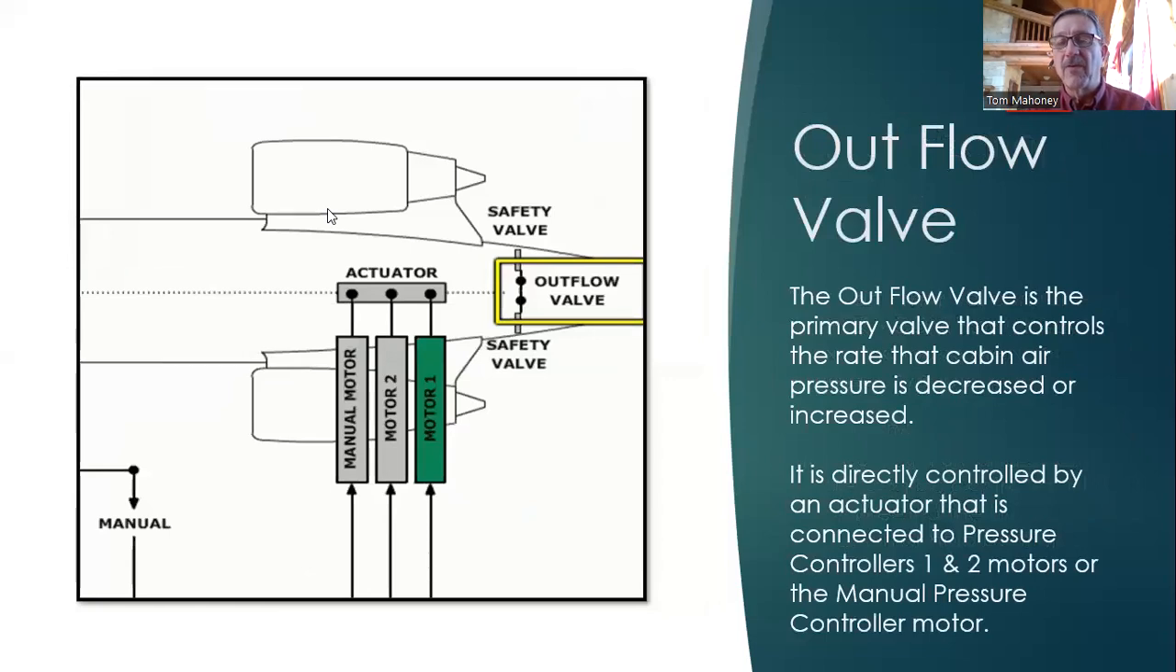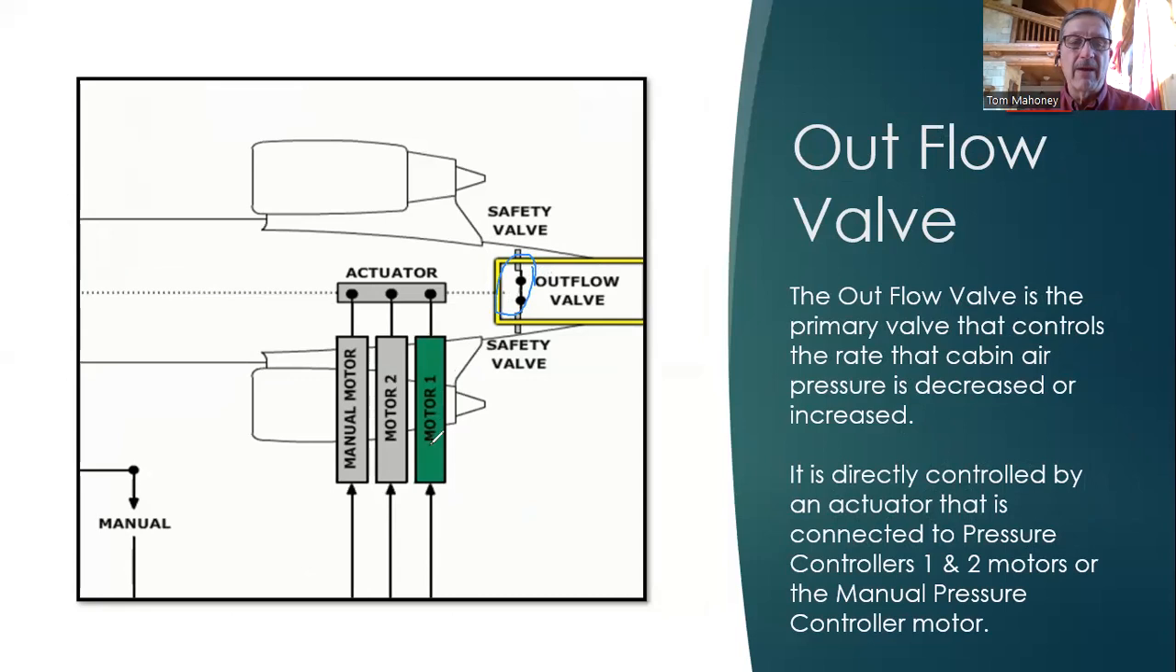So let's take a look at the outflow valve. The outflow valve is the primary valve that controls the rate that the cabin air pressure is decreased or increased. So the outflow valve is going to open or close depending on what is commanded. So there's the outflow valve.